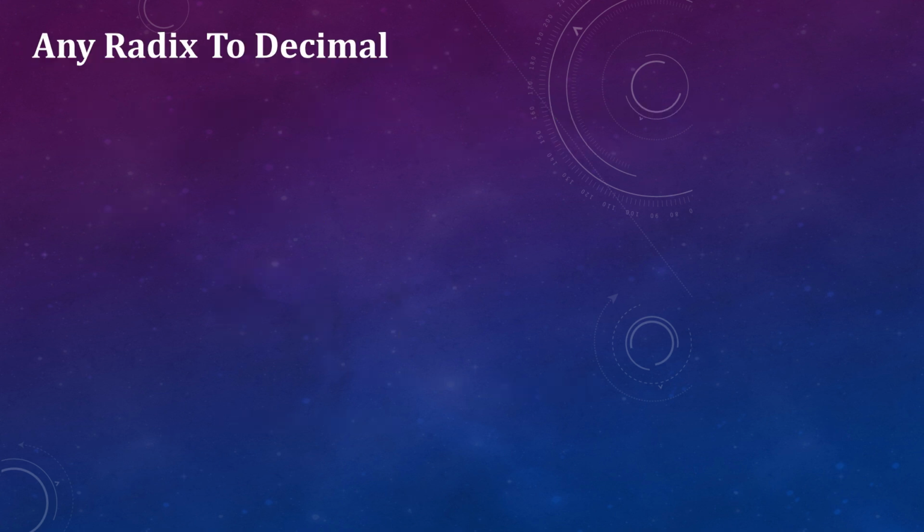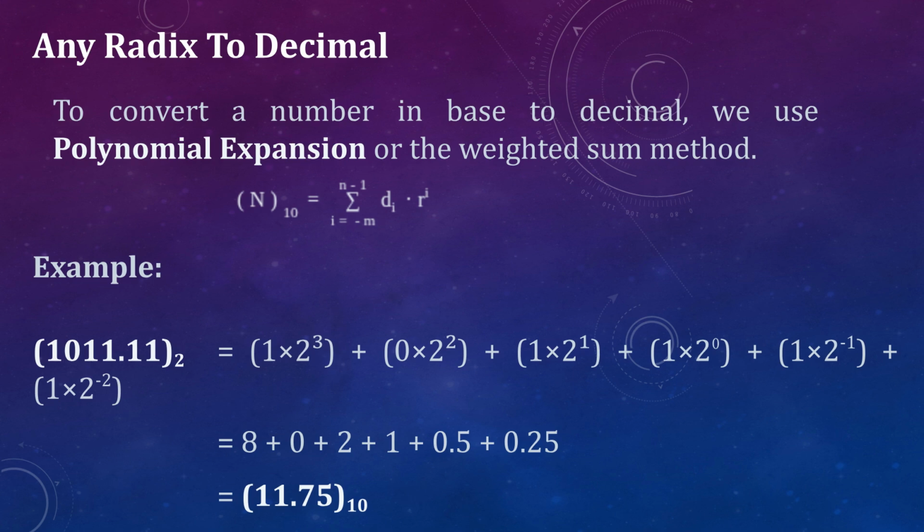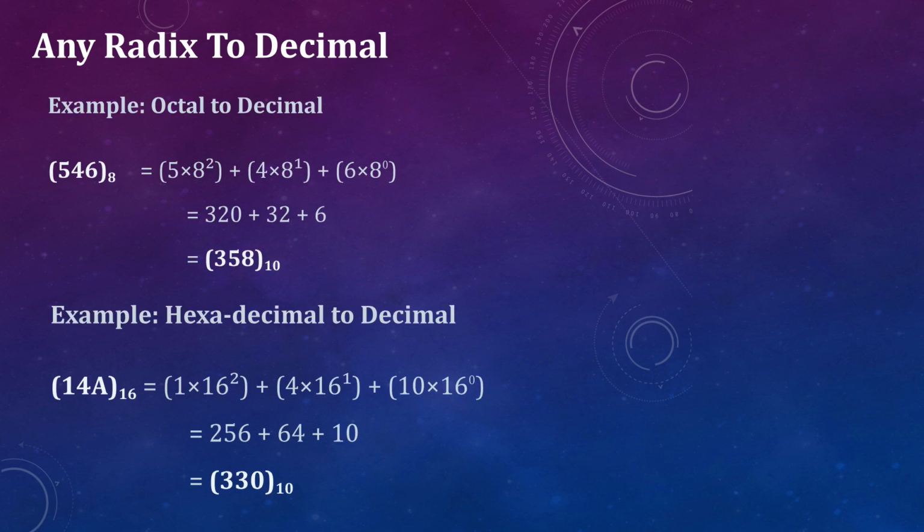To convert any radix to decimal, we use polynomial expansion or the weighted sum method. This involves multiplying each digit by its corresponding base power. For instance, converting 1011.11 base 2 results in 11.75 base 10. The weighted sum method applies to octal to decimal conversion, as shown with 546 base 8 converting to 358 base 10. It also applies to hexadecimal to decimal, like 14A base 16 converting to 330 base 10.